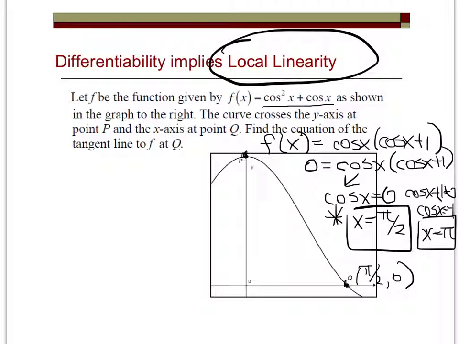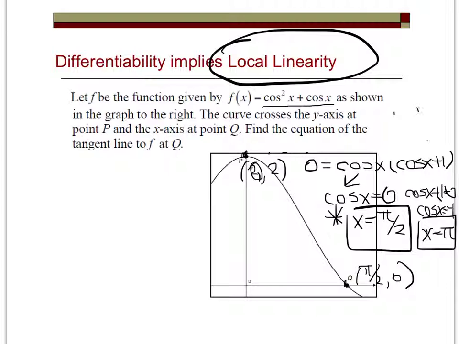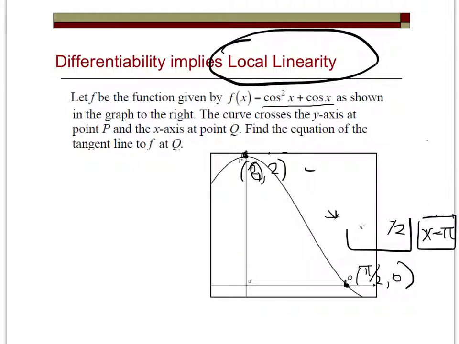And what is the value of P? Well, if I plug in 0, cosine of 0 is 1. So 1 plus 1 is 2 times 1. So that'll be 0, 2. Can you read my writing, or is it a mess at this point? So I'm going to erase this to give myself some more room to work. Okay, now back to work.